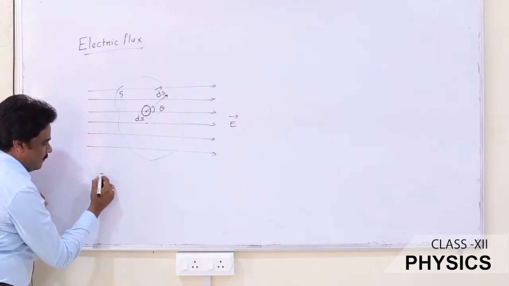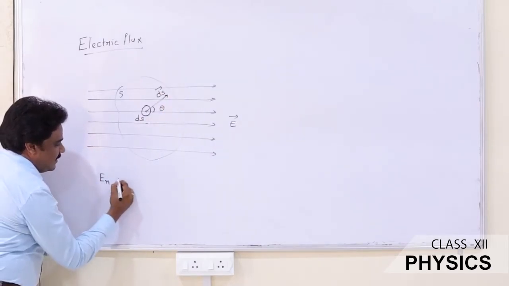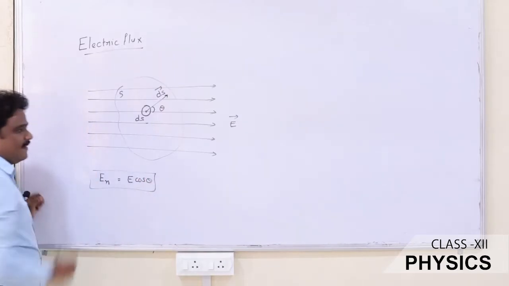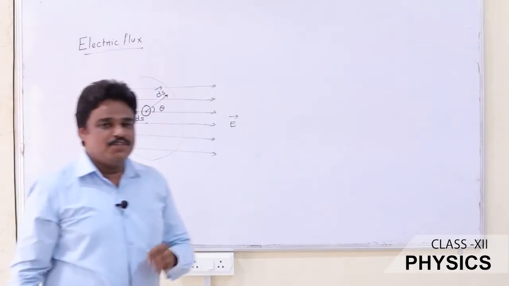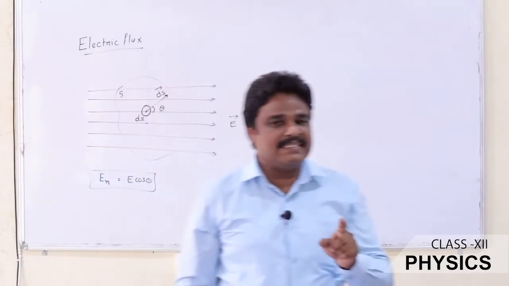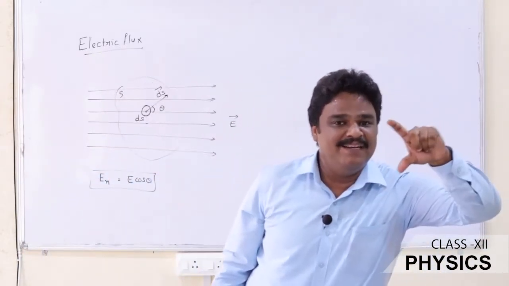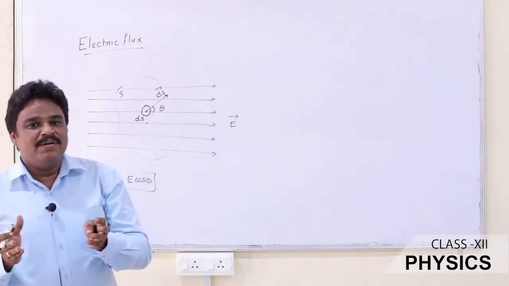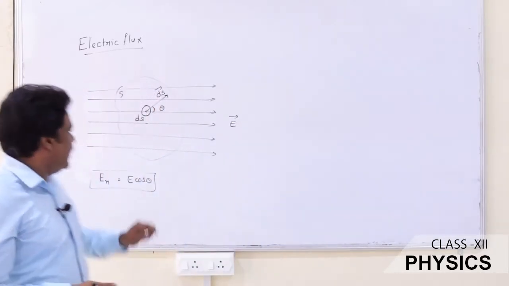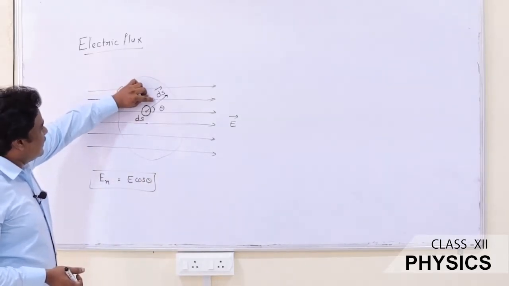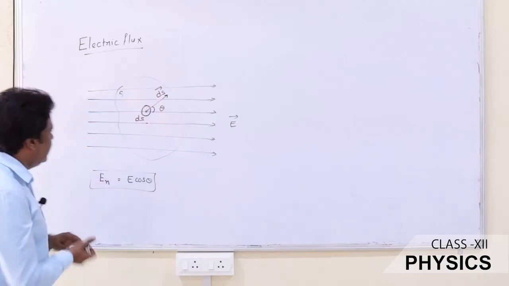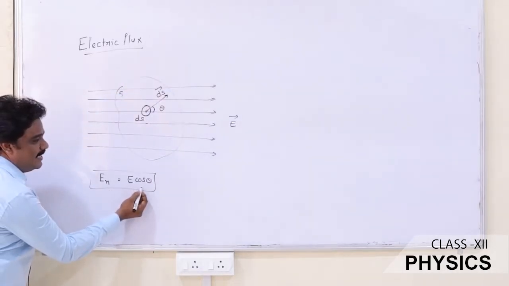I can mark it as En is equal to E cos theta. I think this will be very clear. Once again, whenever I am going to speak about flux, it is something related to the normal. So I am concerned with the flow along the normal direction. You can assume the electric field normal to the element, or along the ds vector, will be En is equal to E cos theta.